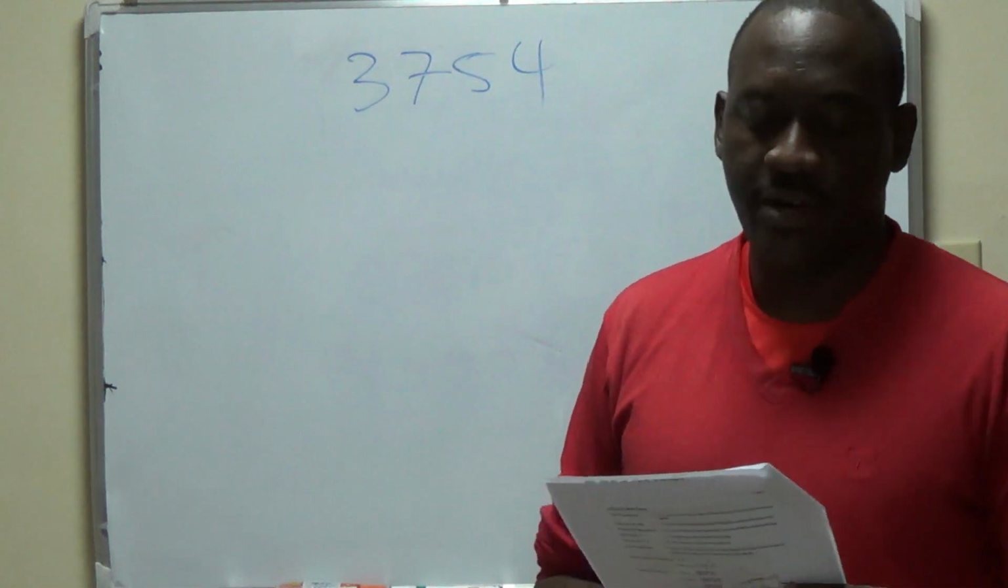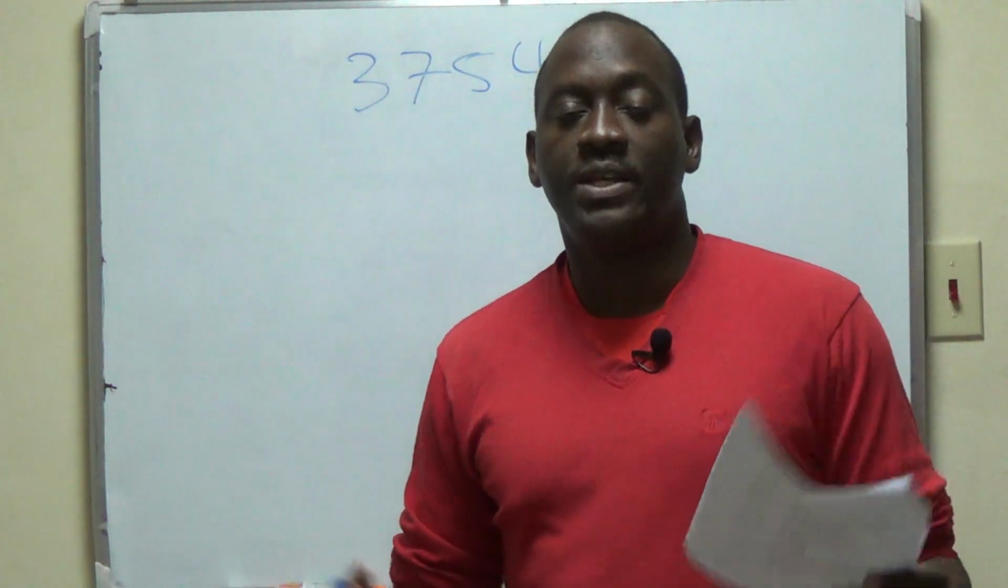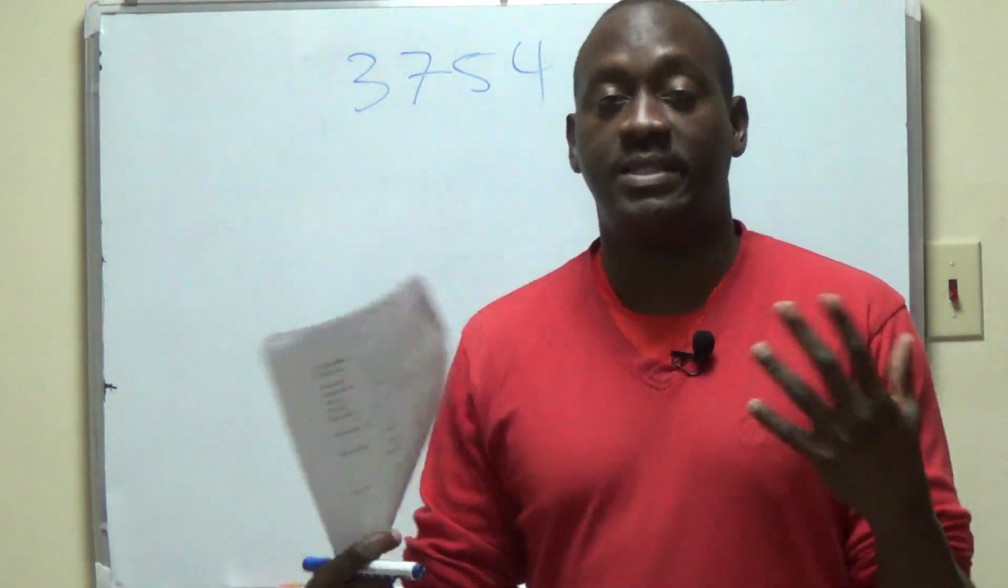The number 3754 expressed to the nearest 100 is. Alright, so in this question we have a number and we want to express it to the nearest 100.